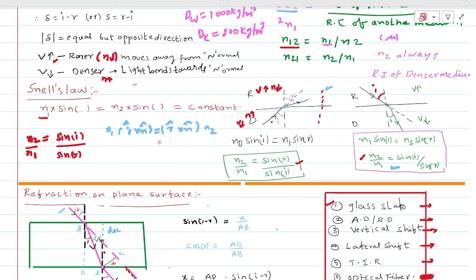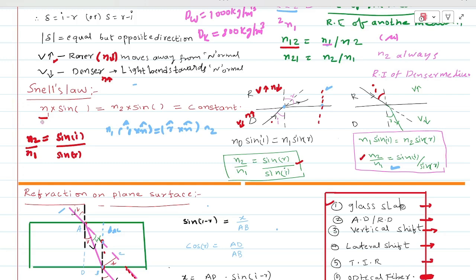Whenever you want to apply Snell's law for solving problems, this is a very important formula and point that I am going to tell now. For refraction on a plane surface or a curved surface, whatever the problem, I only have to apply one formula, Snell's law. That is why I'm trying to show how to apply Snell's law in all cases.